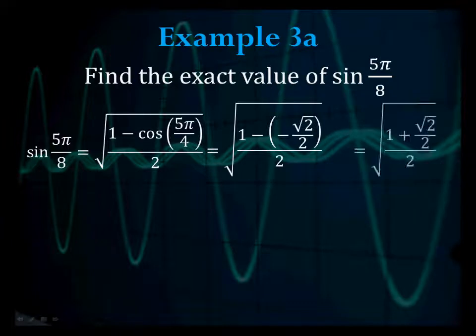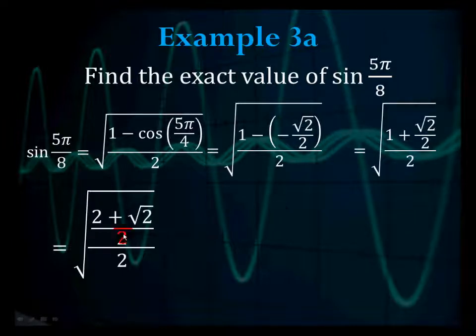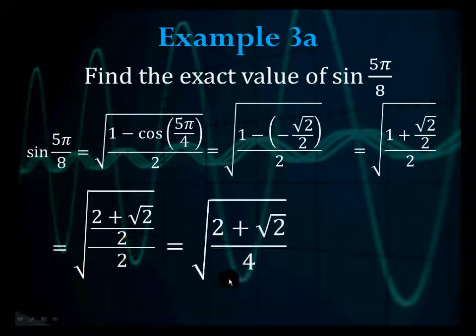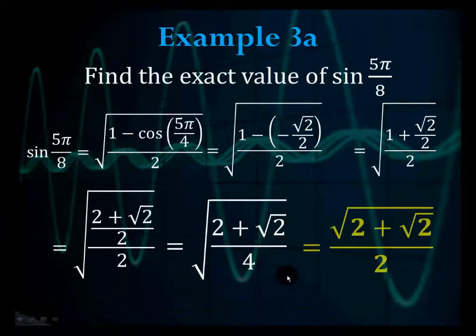So now you just have to do some algebra. So 1 plus root 2 over 2, over 2. Put the fractions all under one denominator on the top, 2 plus root 2 over 2, which is the same as 2 plus root 2 over 4, square root at the bottom, and you get the answer: the square root of 2 plus the square root of 2, over 2. And that's the answer to 3a.